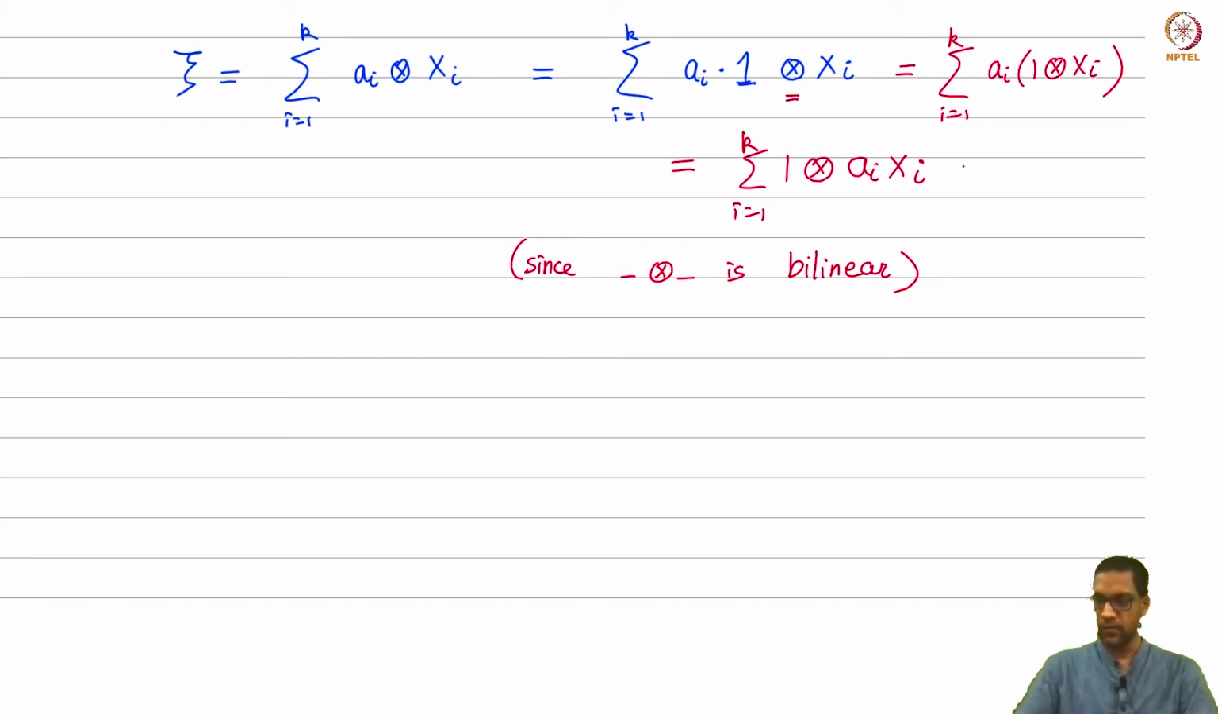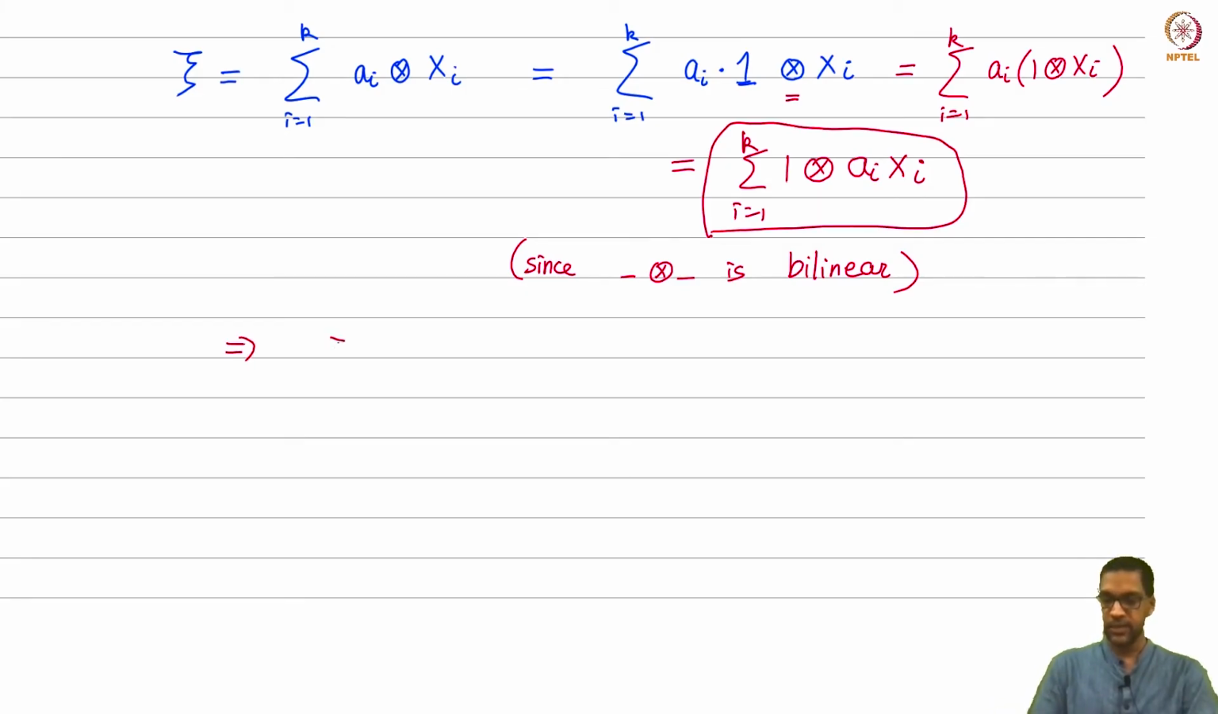Good. Now let's look at this last expression. The element has this alternate expression here as summation 1 tensor ai xi. This means that it equals, again I am going to use the bilinearity. So here we keep using the bilinearity in a very important way.